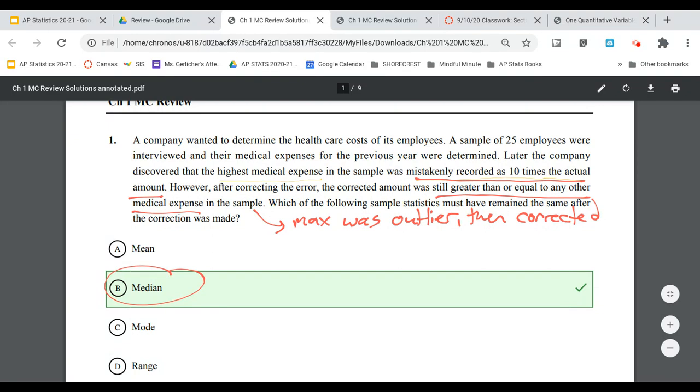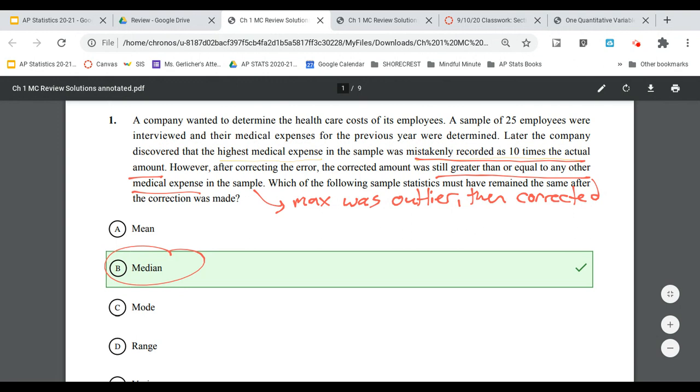Question 1 was one where they had an outlier as their maximum and then realized that it was way too big. It was not 10 times big, it was 10 times bigger than what they meant. So they corrected it, and now it's not such a big outlier. And they're wondering what remained the same. Well, the mean and the range are not resistant to outliers.